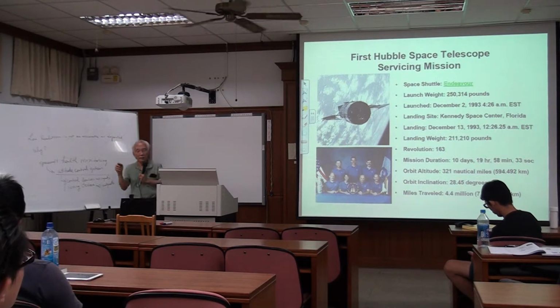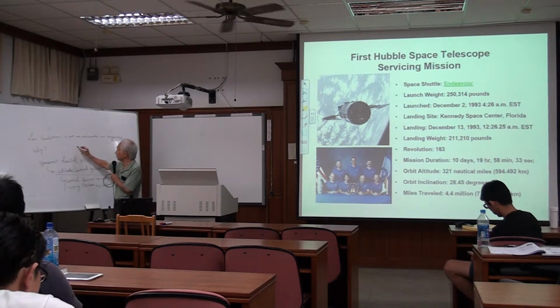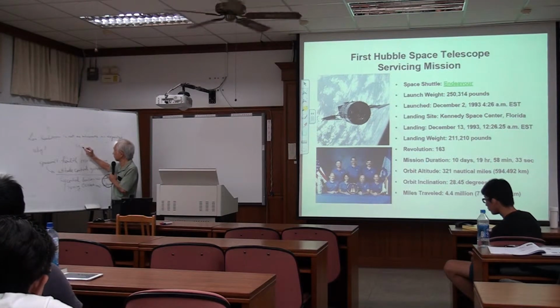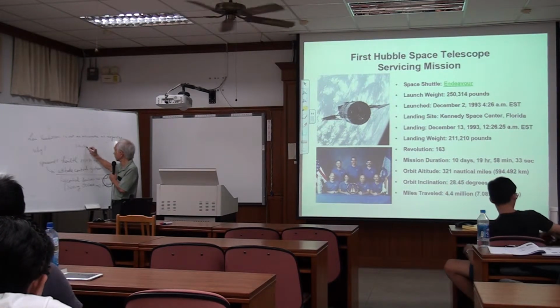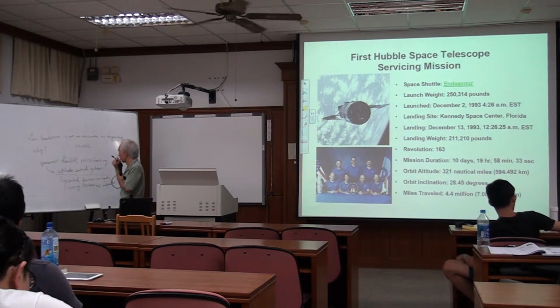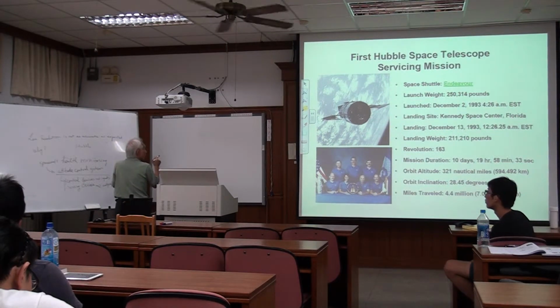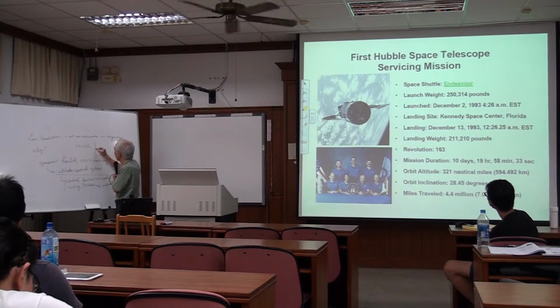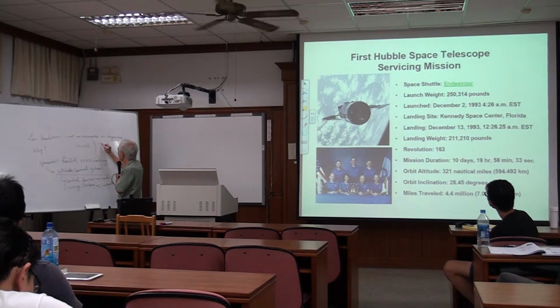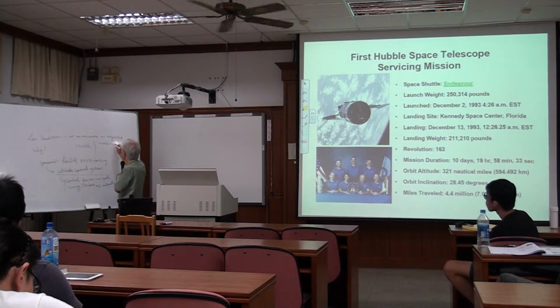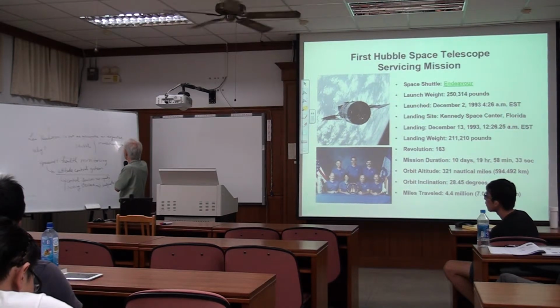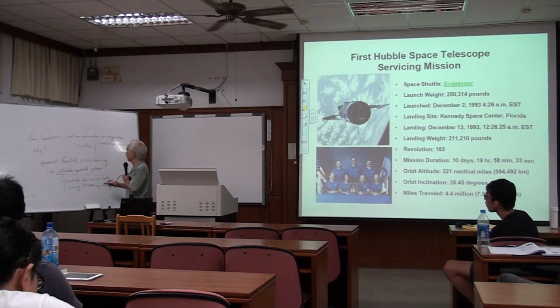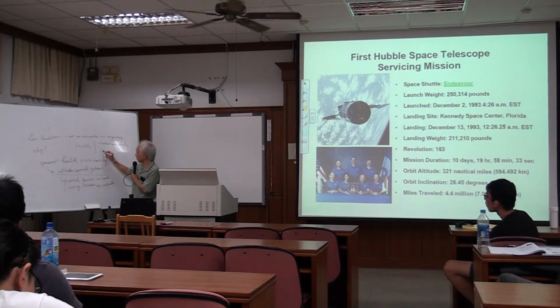The Hubble has what are called momentum wheels. The Hubble has gyros.